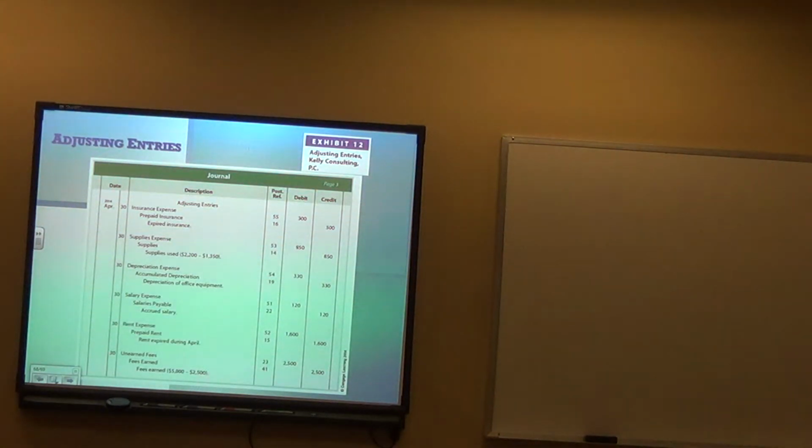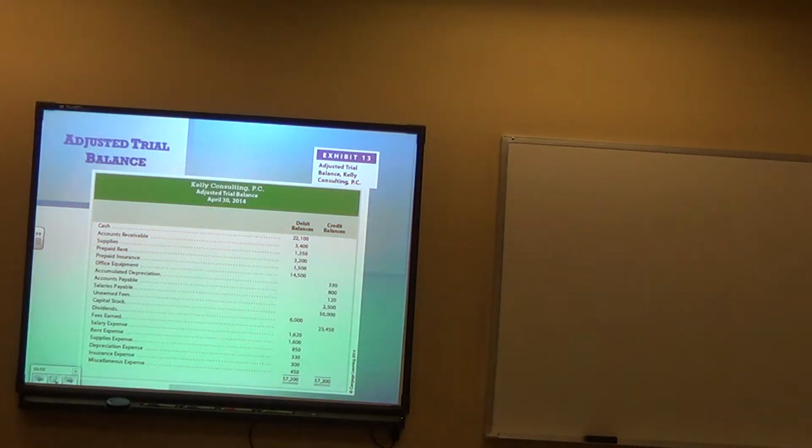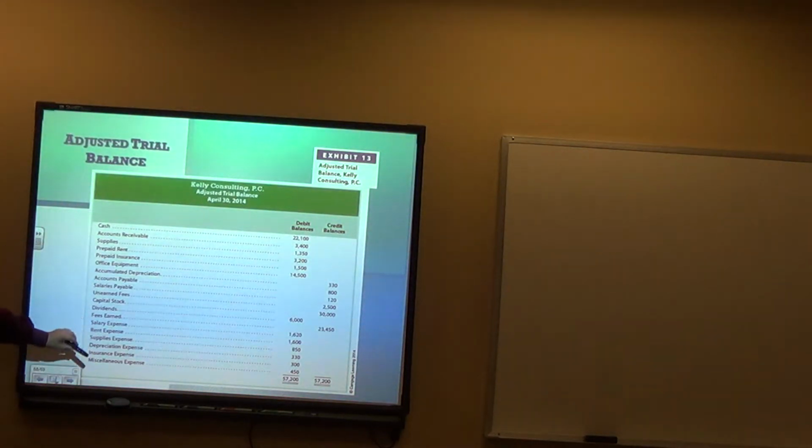All right, so these are adjusting entries. Remember, we went through some of these already. There's 6 of them here. We have the interest expense, $300. We used up the prepaid insurance. And there's supplies expense and all of those that go into that. So that feeds into it. And now we have all of those adjustments that have been made, and so now we have our adjusted trial balance, after we made the adjustments.